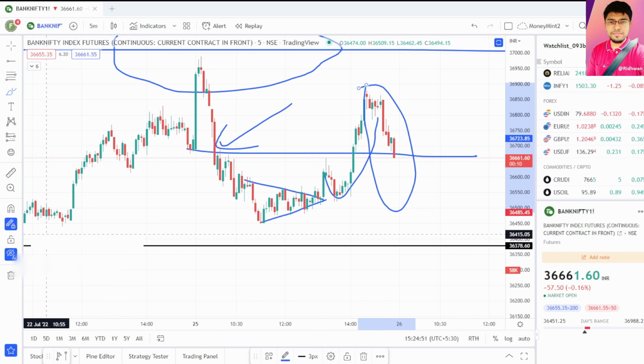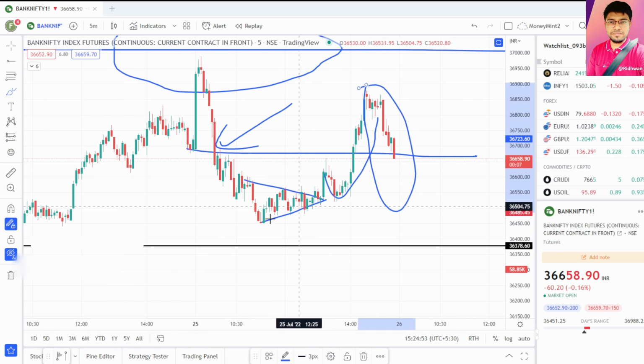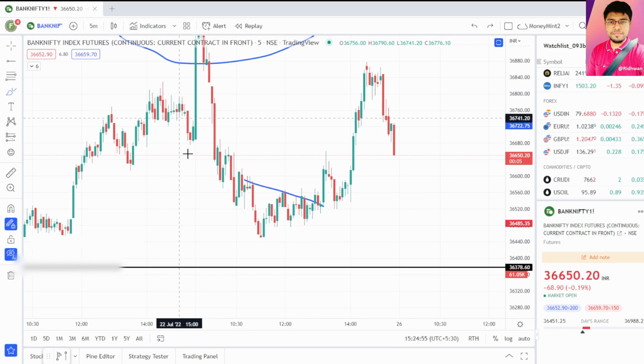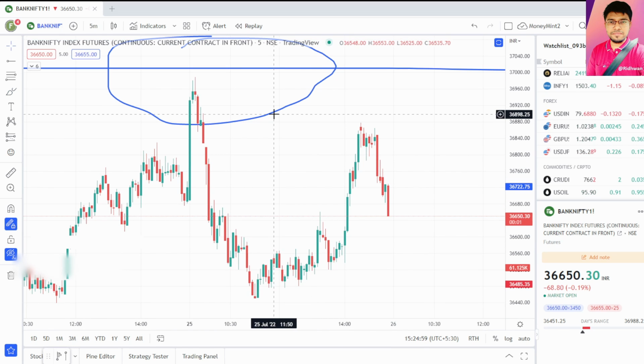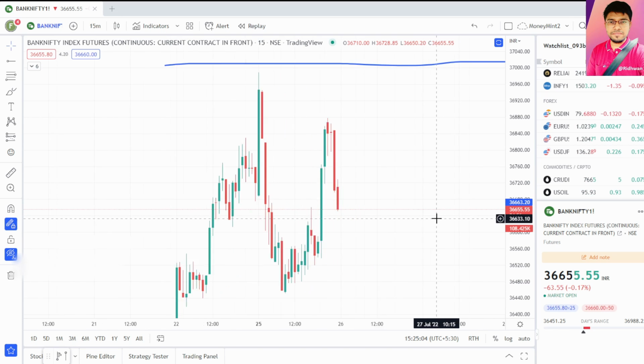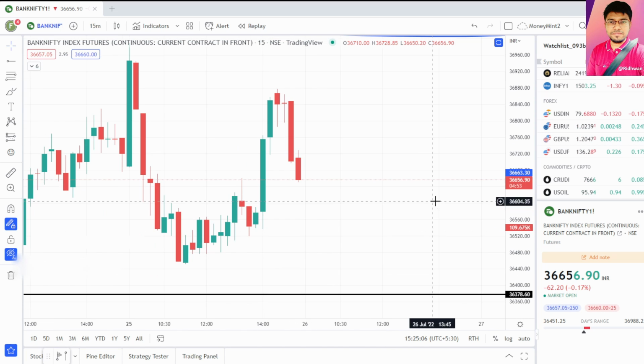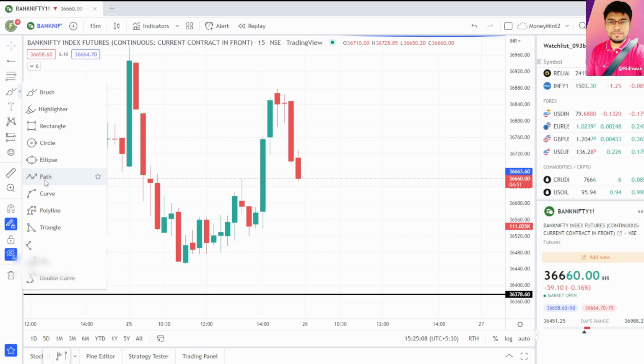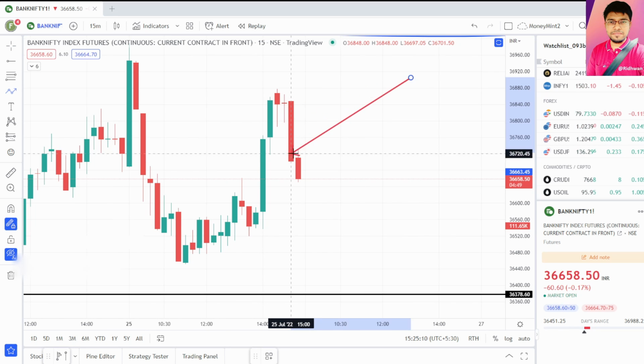So that's what you can see, that we gave enough time for the Bank Nifty to play out, and I also updated it on my WhatsApp group to my friends that I'm expecting that at 3:15. Currently you can see the time is 3:25. I expected that at 3:15 the candle would be full red.